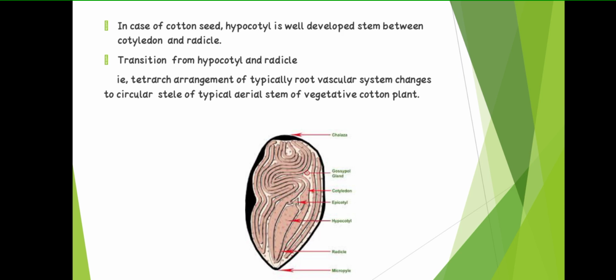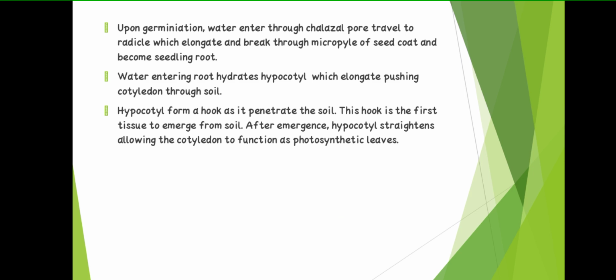In case of cottonseed, the hypocotyl is a well-developed stem between cotyledon and radicle. Transition from hypocotyl to radicle can also be seen in this cottonseed. And next comes the germination. And that's all. Thank you.